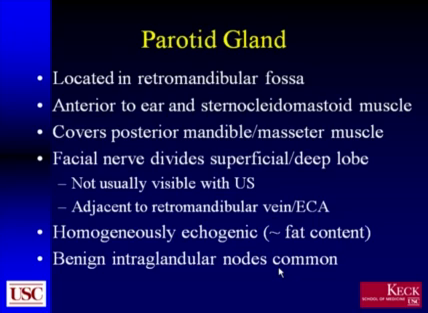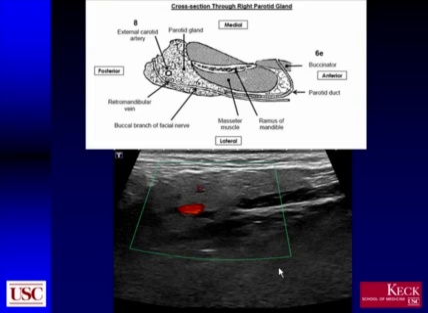Normally the parotid gland is homogeneously echogenic, and the echogenicity is said to actually be proportional to the amount of fat within the gland. Benign intraglandular nodes are quite common around the parotid and within it. The normal parotid, as is shown here, has a relatively homogeneous grayscale appearance. The masseter muscle may be seen posterior to it or deep to it, and also various vessels, including the external carotid artery, which is shown here, may be seen, as well as the retromandibular vein.